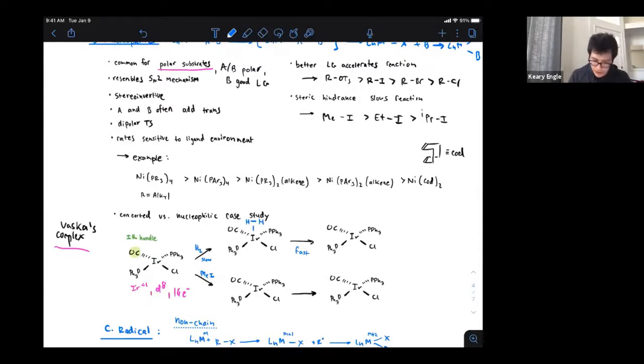Okay, so let's first consider oxidative addition with H2. We said this is a non-polar substrate type. So what would we expect to happen here?